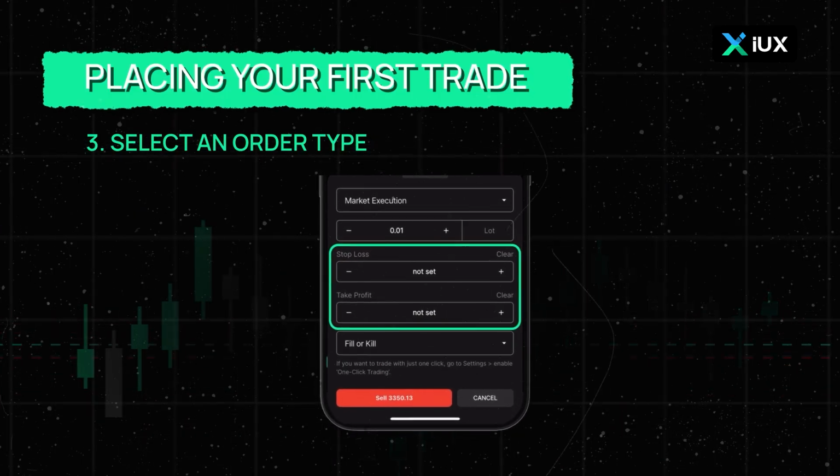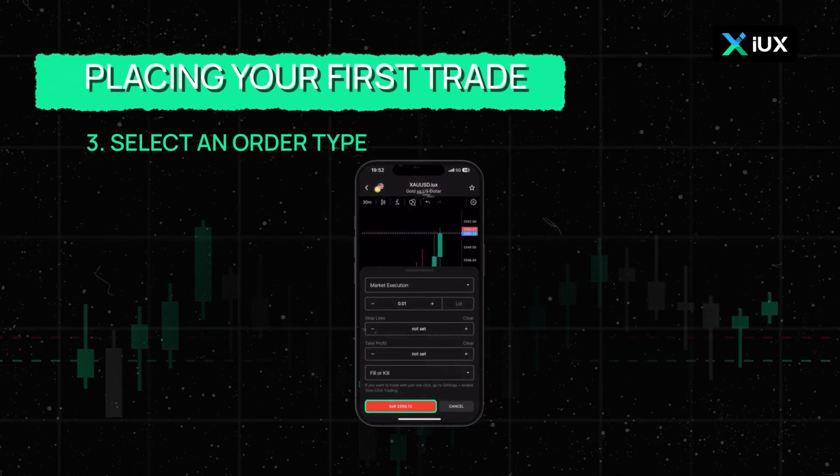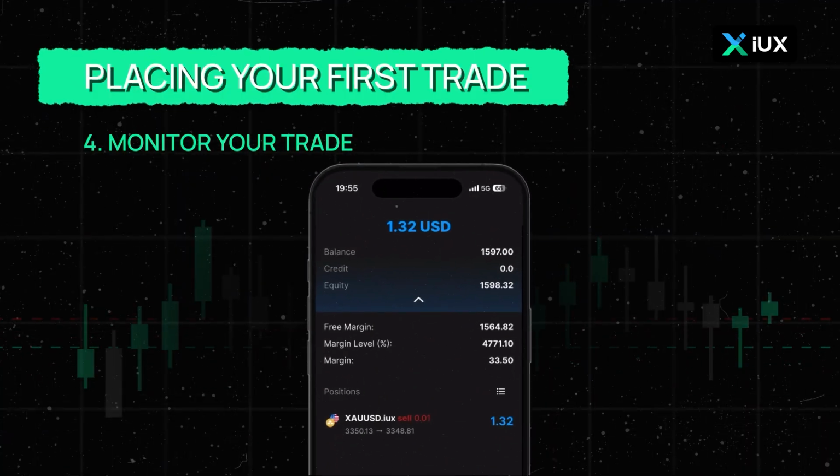Manage risks. Enter trade details and confirm. Double-check before executing. Monitor your trade, track performance, and adjust if needed.